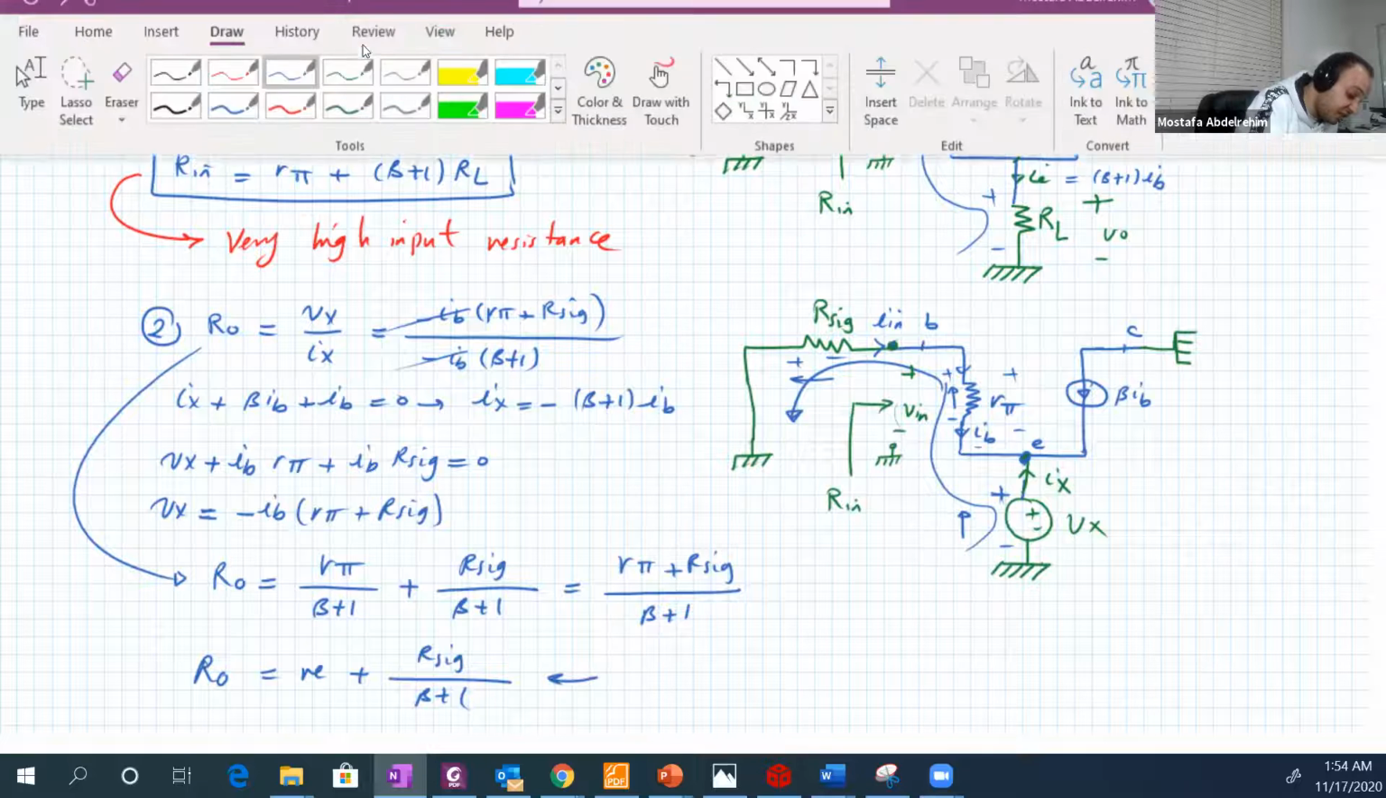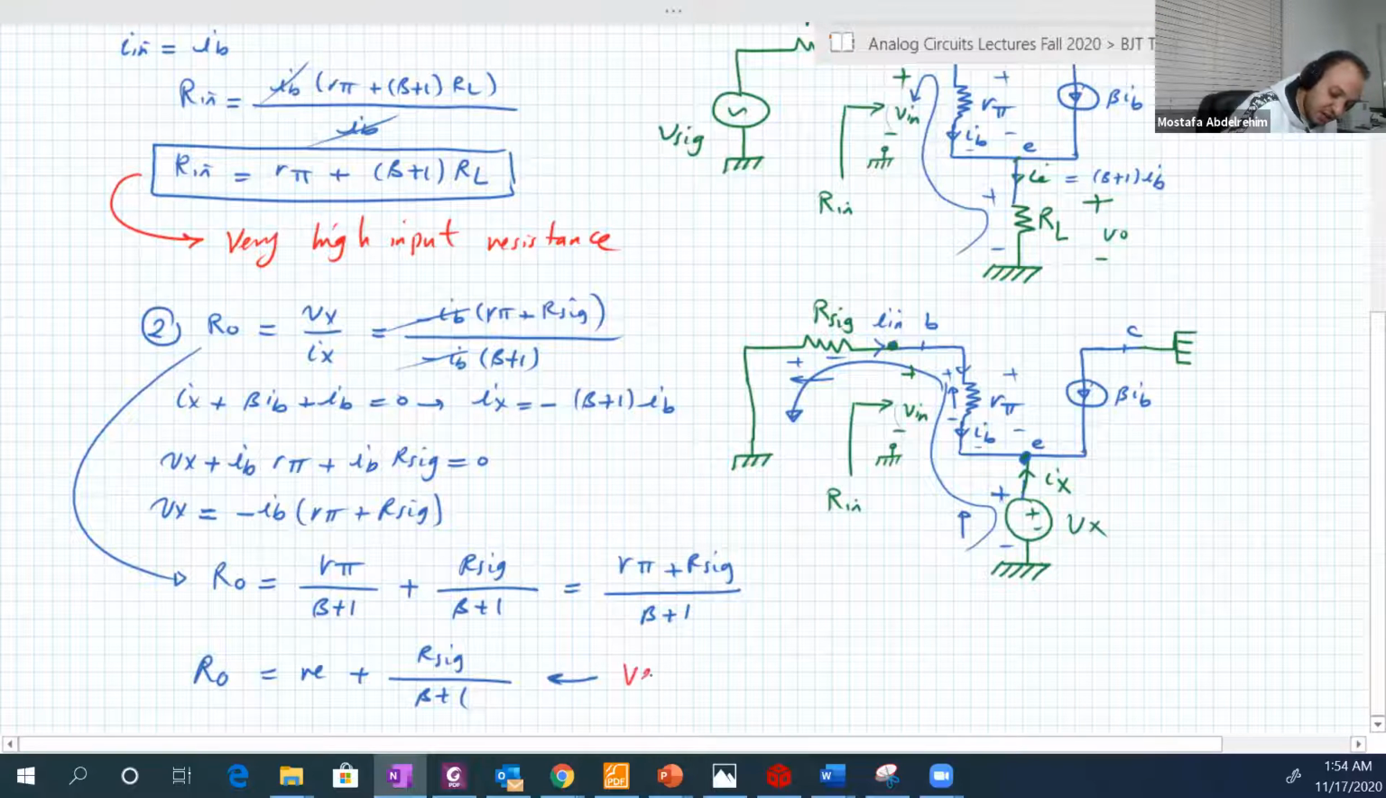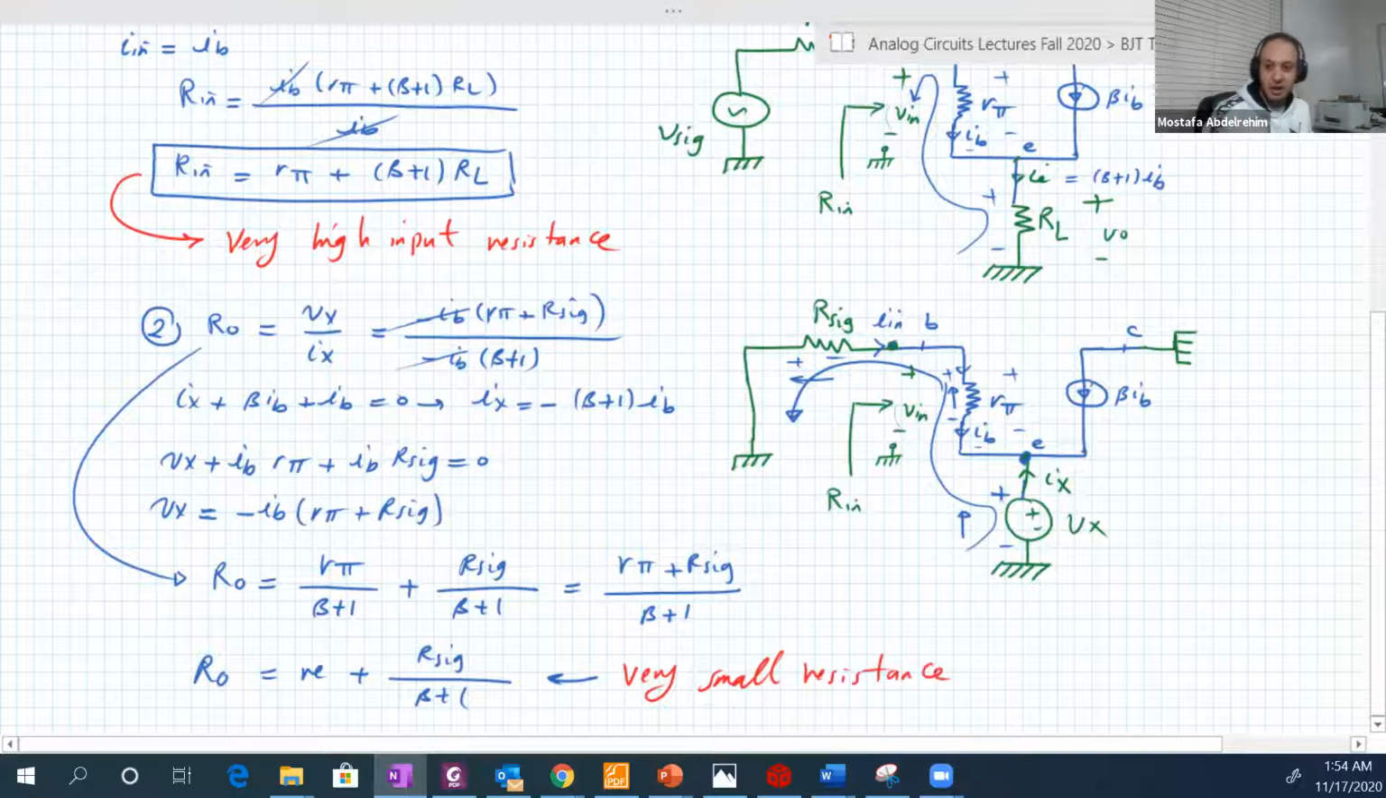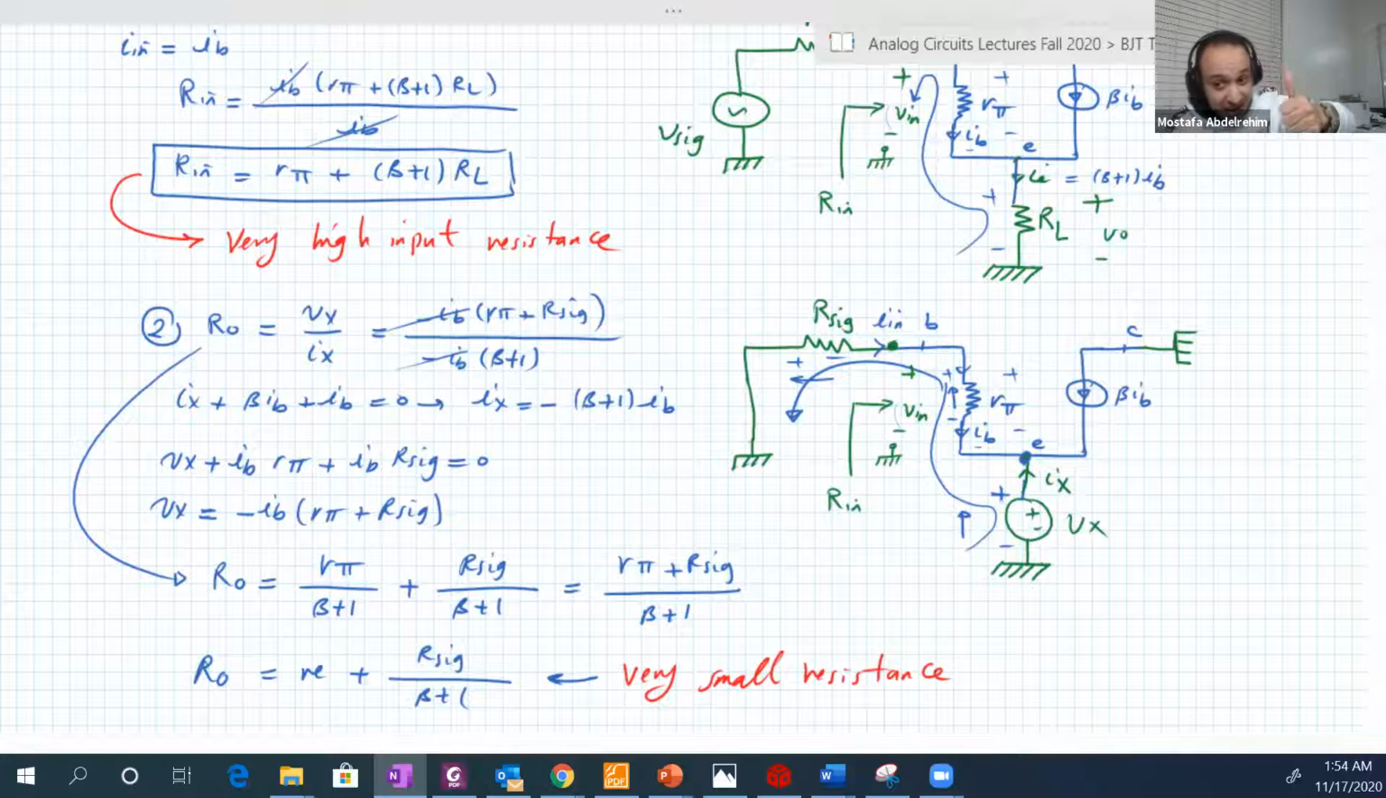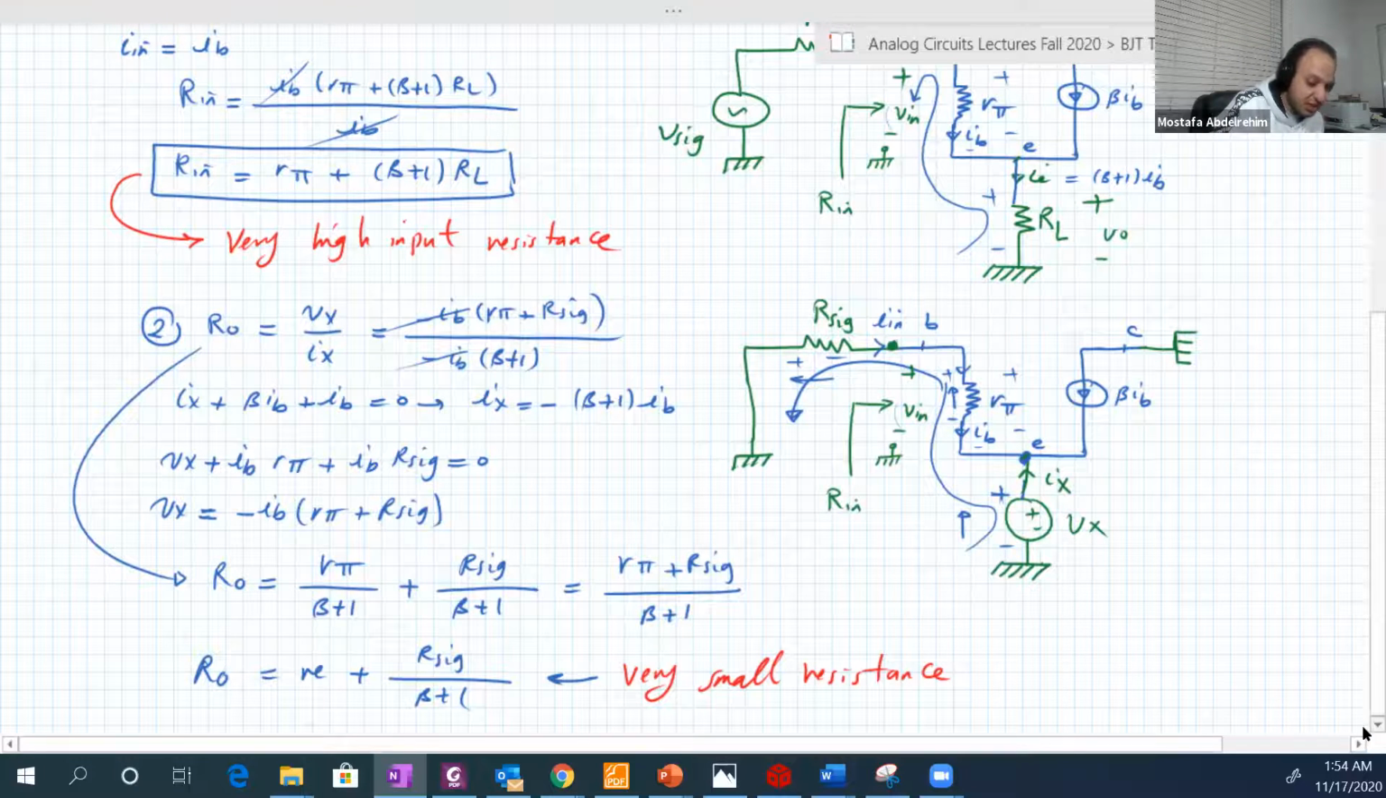So let's write this in red. This is very small resistance. So till now, we find out that the common collector has a high input resistance and a low output resistance. And these are two basic advantages of the common collector. Okay, let's continue and see.